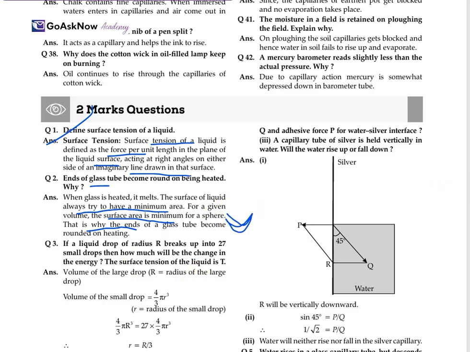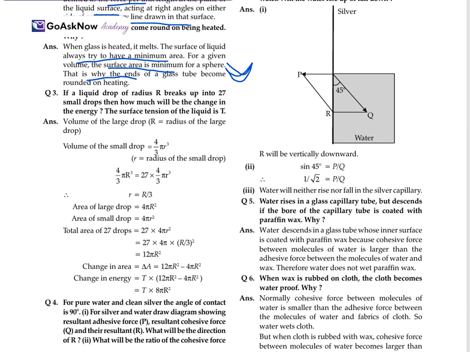Now, if a liquid drop of radius R breaks into 27 small drops, then how much will be the change in energy? The surface tension of the liquid is T. So, R is the radius of the large drop, and r is the radius of the small drop. So 4 upon 3 pi R cube is equal to 27 into 4 by 3 pi r cube. Then small r is equal to capital R by 3.